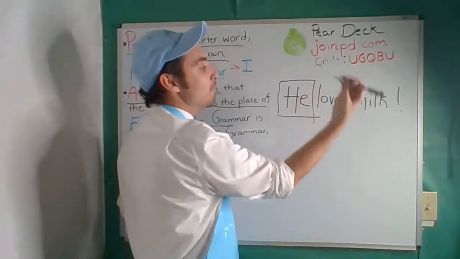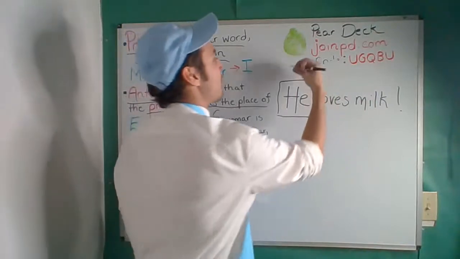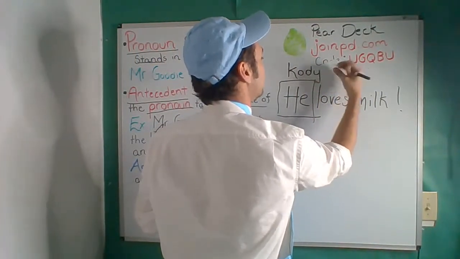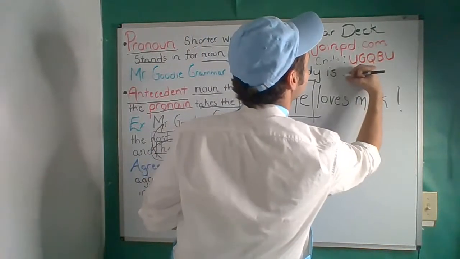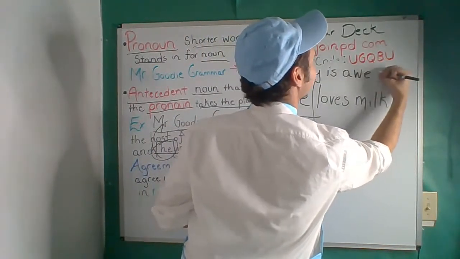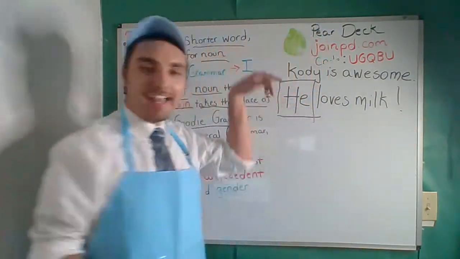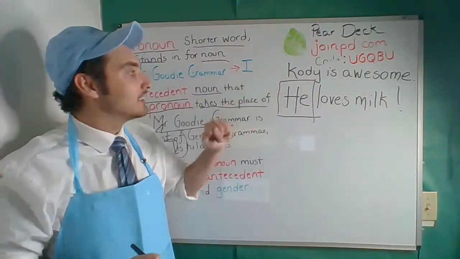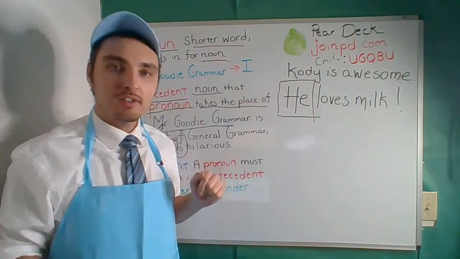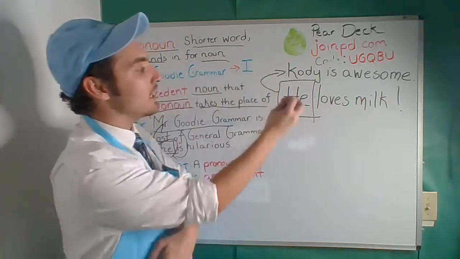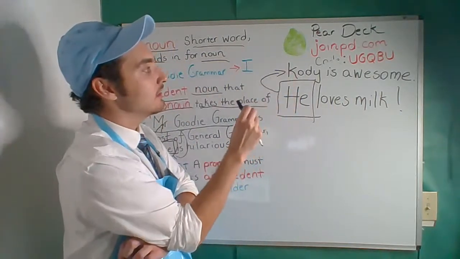If I had something above it saying Cody is awesome, if I had this where it says Cody is awesome, he loves milk, then it makes sense because my antecedent is Cody. He took the place of Cody.